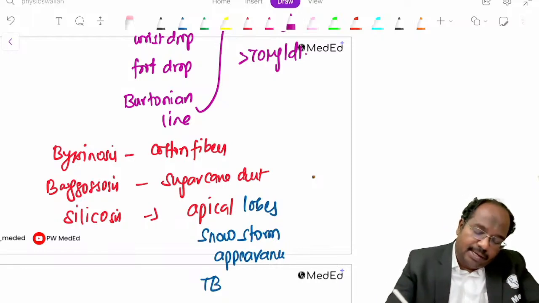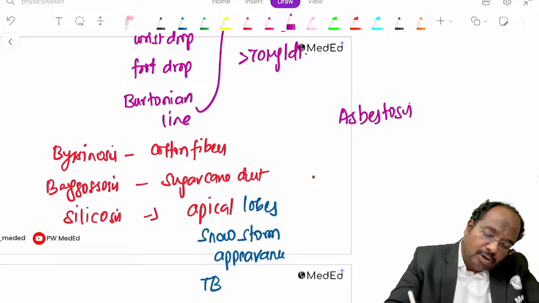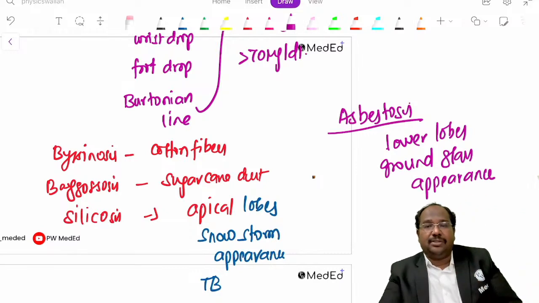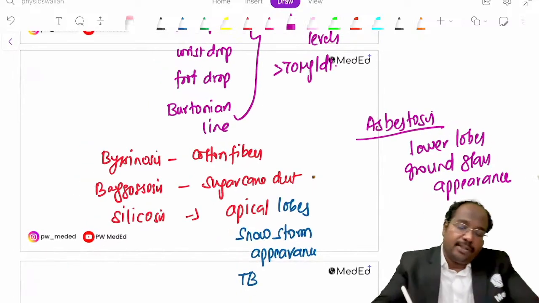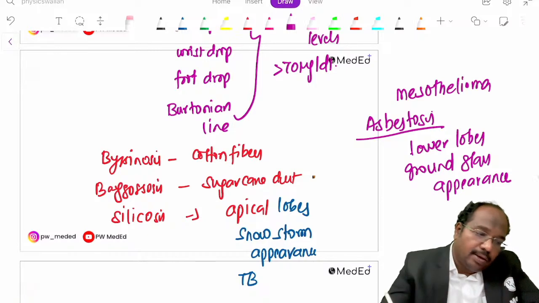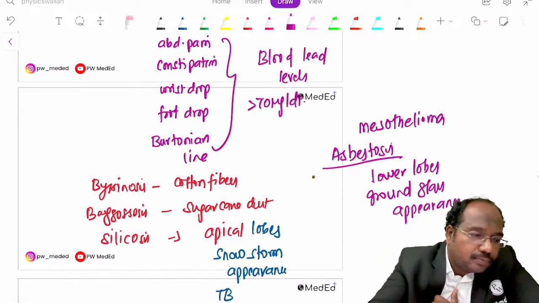Silicosis. And the next one is asbestosis. Lower lobes. Ground glass appearance will be there. So they are prone to mesothelioma. This is a NEET question. Okay, fine. So am I clear?